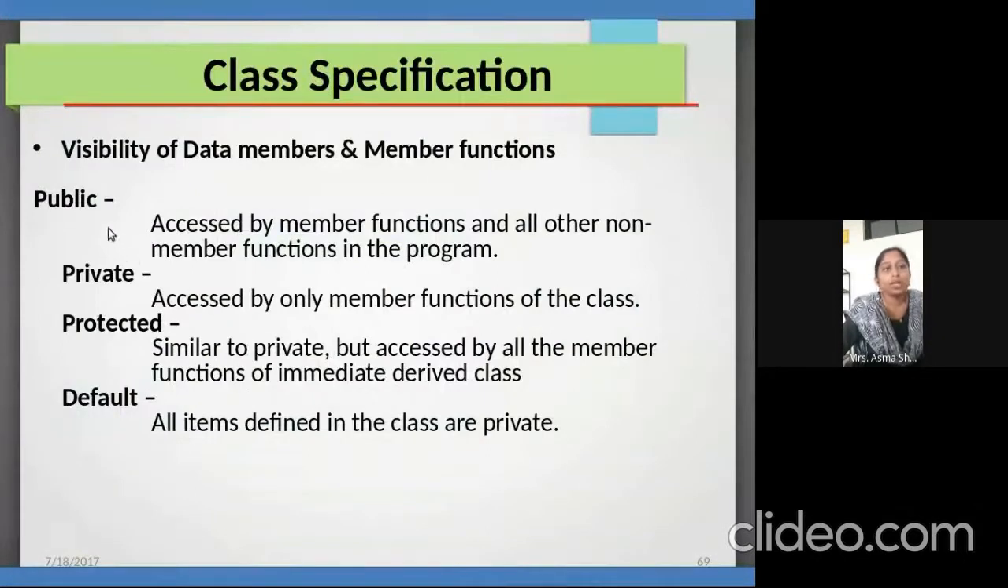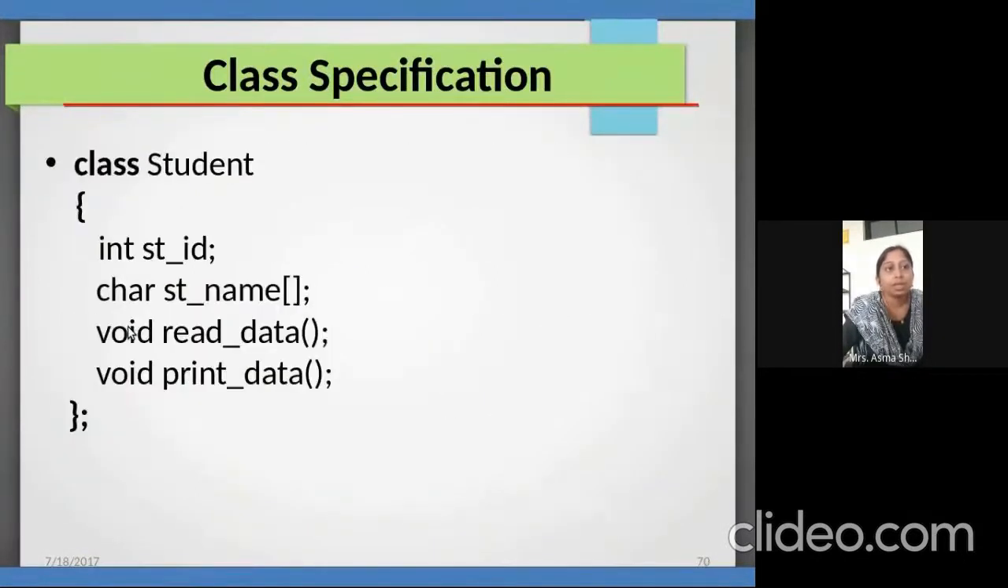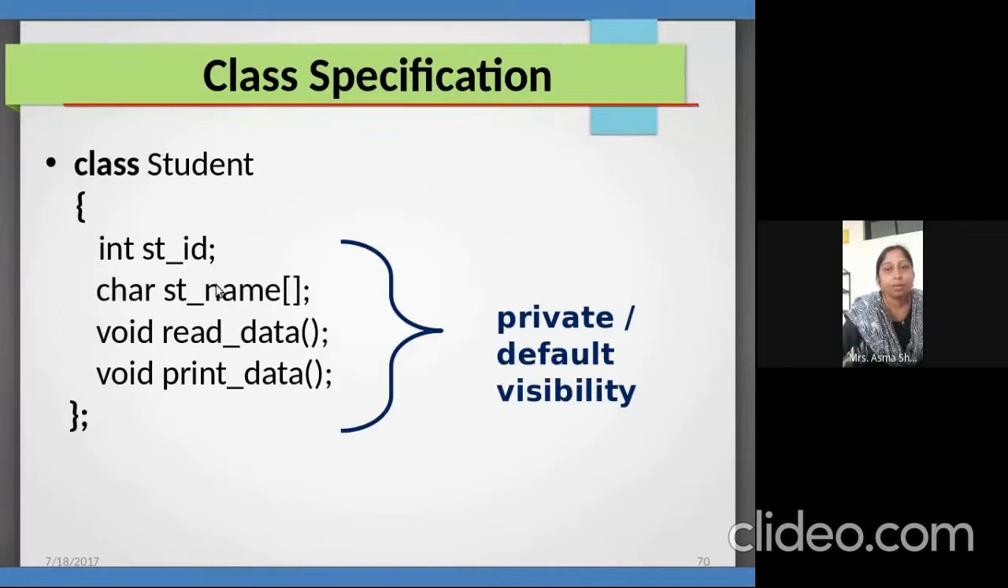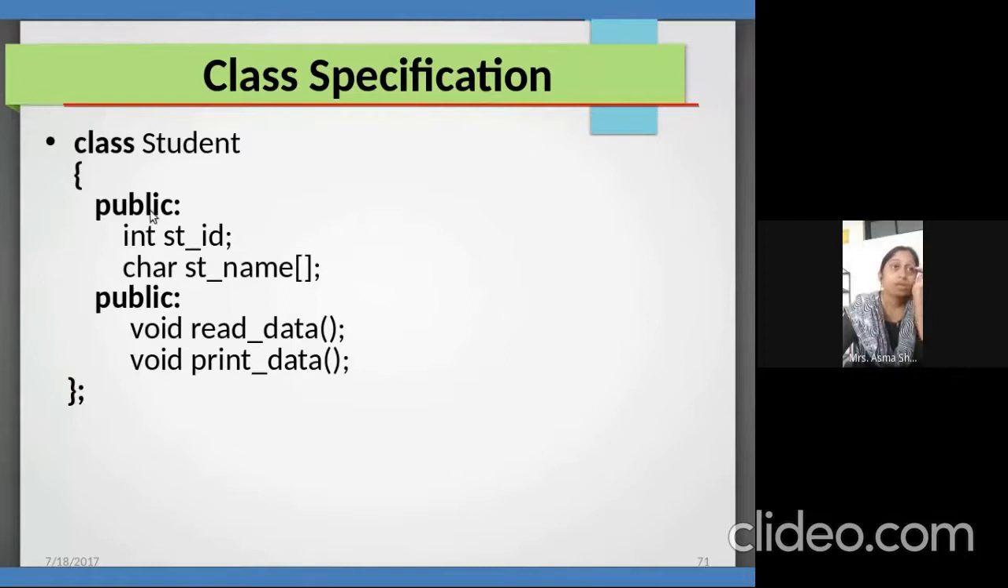Okay, so we understand the specifiers here, and we understand how to create member functions. I told you, if I am not writing anything, then the access specifier is the default access specifier. Default means private. We can make members accessible using the keyword public. Public means anyone is able to access that.